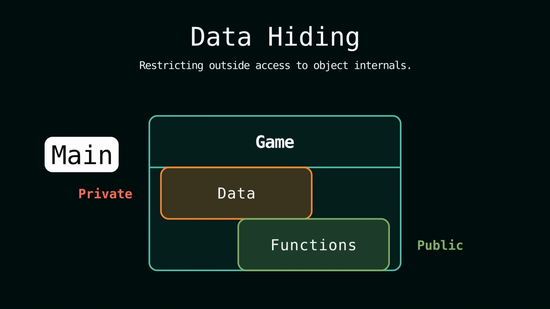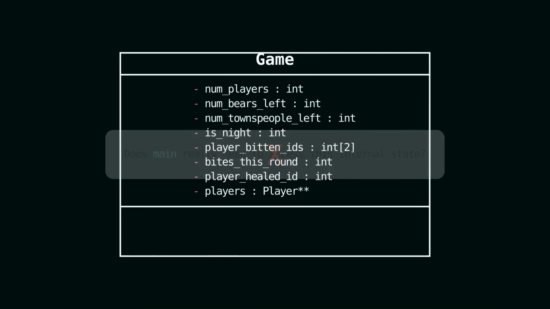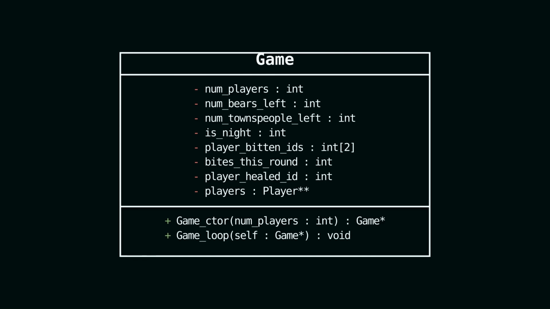way via public methods. So let's come up with a public interface for the game by considering what main should be able to do. One, it should be able to construct a new game instance, feeding in the number of players the user specified. This will initialize and allocate memory for the game and return a pointer to that instance. Two, kick off the game loop for that game instance. And three, destroy that game instance when it's done, freeing everything.